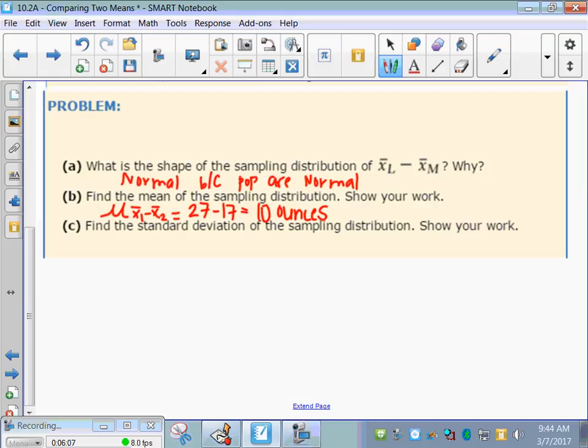All right, and our standard deviation formula. So this is one of the odd cases where we do know the population standard deviation, so we can use the previous formula.